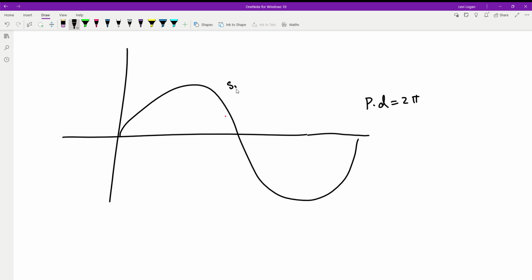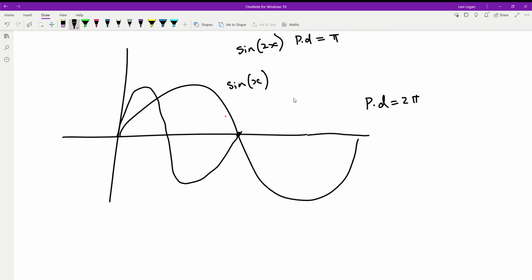So when it's just sine of x, your period distance is 2 pi. If it was sine of 2x, your curve gets compressed, so it completes a full cycle in half the time. So for example, the period distance of this function here is just pi. So what that means is, in order to calculate the period distance, if we have sine of bx, you'll need to have 2 pi divided by whatever that b is.